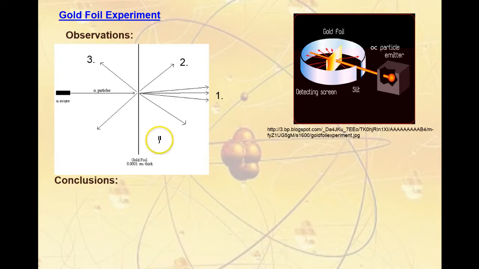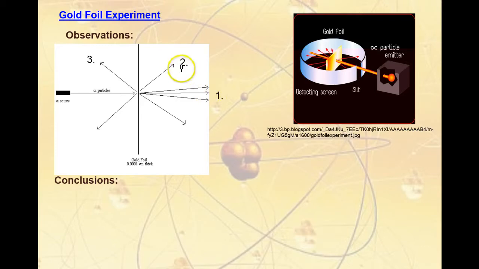Okay, now that you're back, the first observation that was seen: the straight line right here represents the gold foil, and these arrows represent the alpha particles. So when he shot the alpha particles, what he found was that most of those alpha particles went straight through the foil. That was the first observation. Most of the particles went straight through.